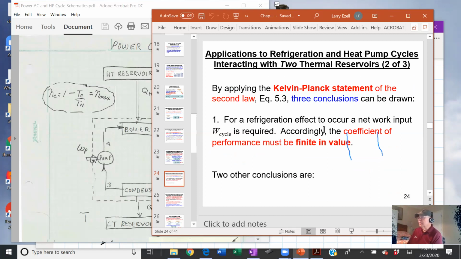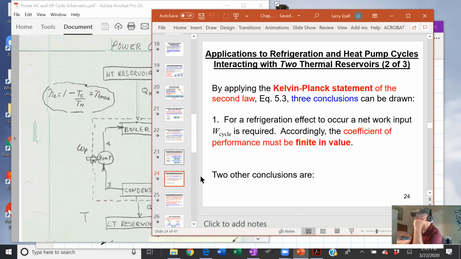Okay, he's got some conclusions here, which are pretty good. By applying the Kelvin-Planck statement of the second law, three conclusions can be drawn. For a refrigeration cycle, for the refrigeration effect to occur, a net work input is required. Accordingly, the coefficient of performance must always be finite in value.